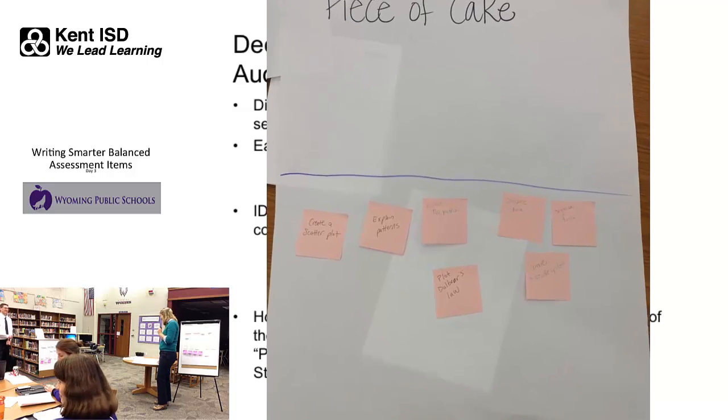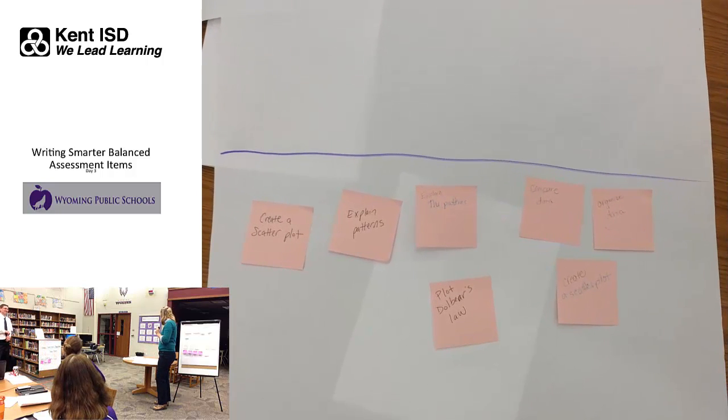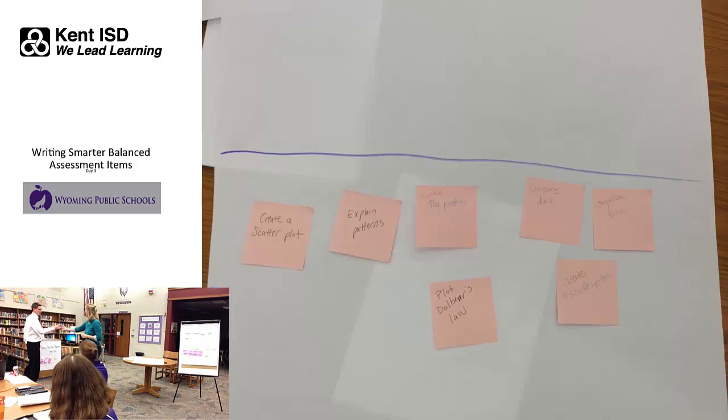For the secondary, we thought it was easy to create a scatter plot, perhaps easy to explain patterns, plot Dolbear's law, compare the data, and organize the data. So we thought that was something our kids could do for that task. I'm going to have Mark read about the next piece.